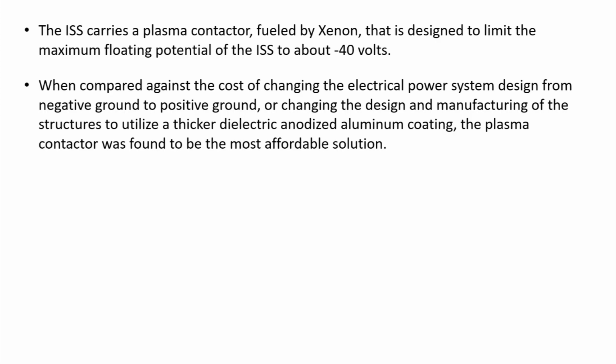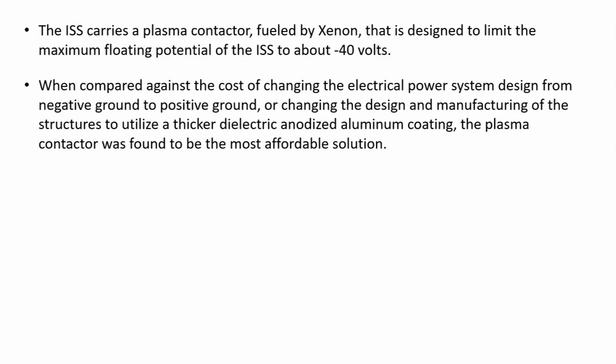Compare this against the cost of changing the electrical power system design. Sometimes there is a technique like changing the power system grounding from negative to positive ground. This also gives a mitigation technique. You can do it that way, or change the design and manufacturing of the structure to utilize a thicker dielectric anodized aluminum coating.